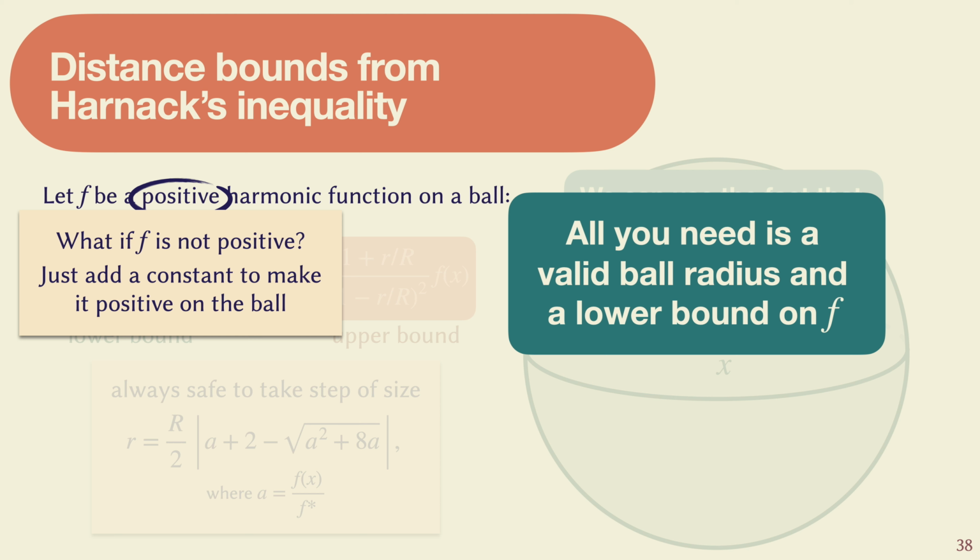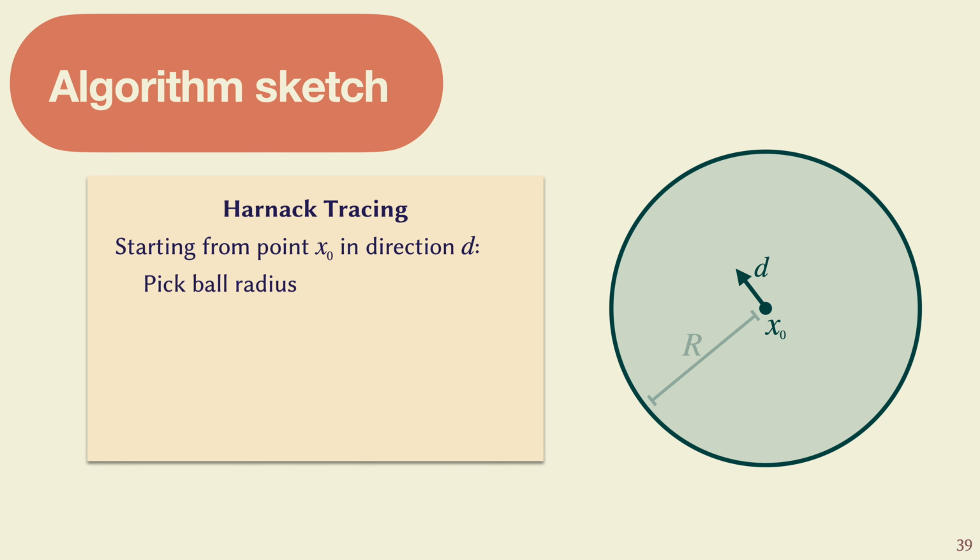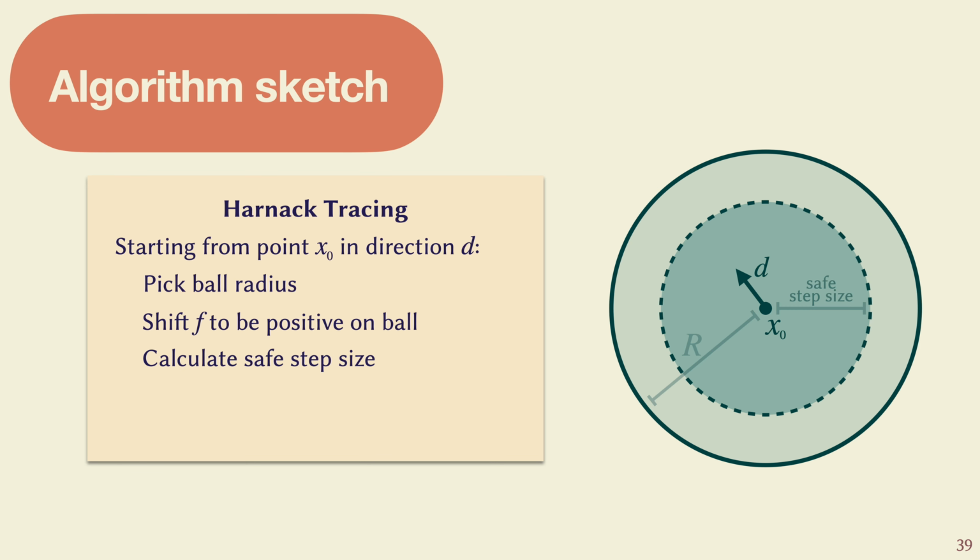And then we can simply add a constant to our function to shift it upwards, yielding a positive harmonic function on the ball, where Harnack's inequality applies and we can get a safe step size. And once we have these safe steps, our resulting Harnack tracing algorithm is pretty similar to sphere tracing. Starting from some point x0 and walking in direction d, we start by picking a ball radius on which our function is non-singular, then we shift f to be positive on that ball, and calculate a safe step size using the formula from the last slide.